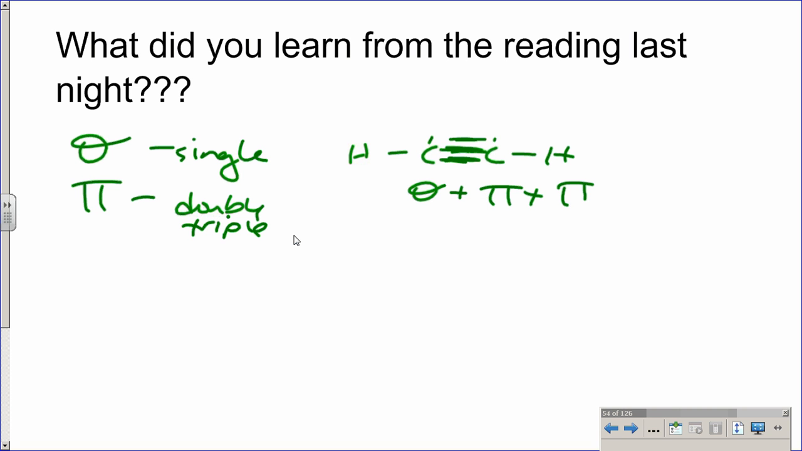Grace. Homo and heteronuclear diatomic. Okay, so homo and heteronuclear, we're going to get that with molecular orbitals. That's like the last thing we'll do. So let's wait on that one, okay? What else? What from the beginning part?